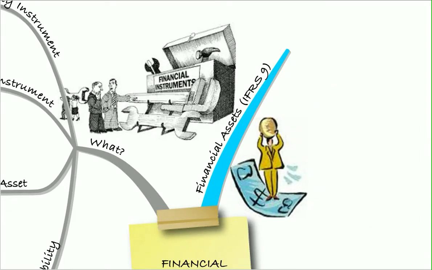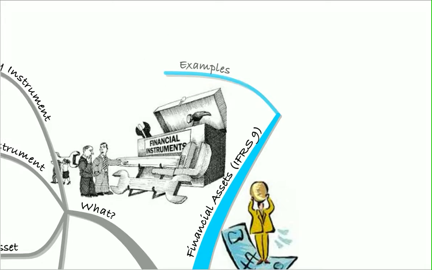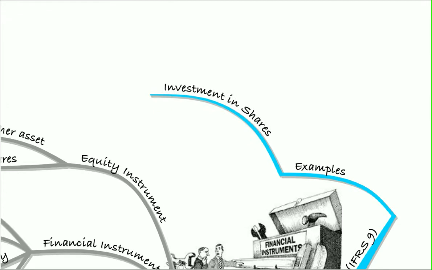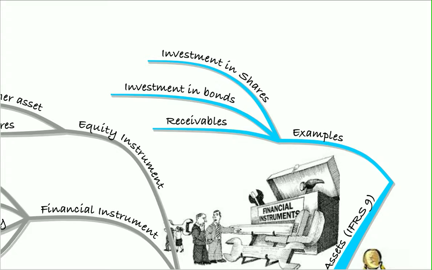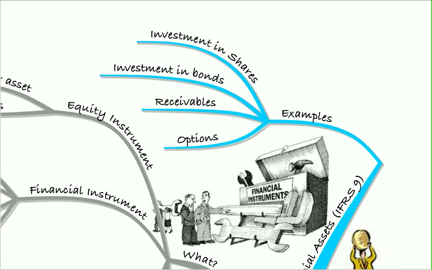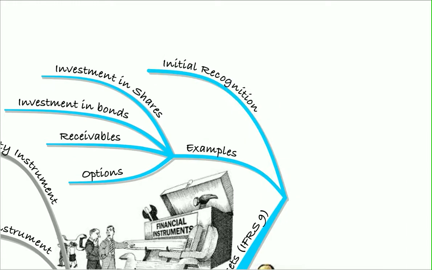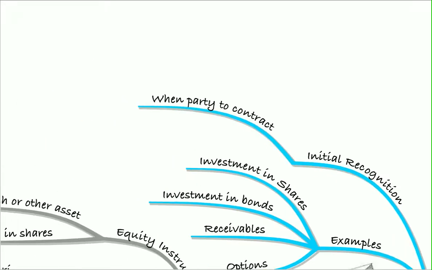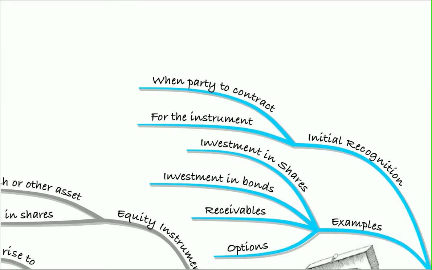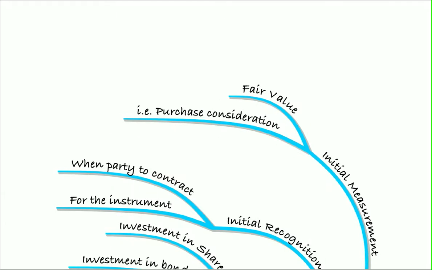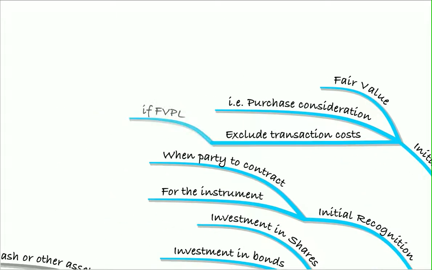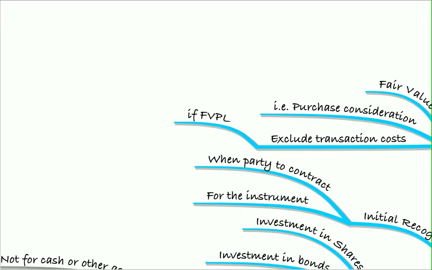Financial assets then, we classify these under IFRS 9. So examples of financial assets will be an investment in shares, investment in bonds, receivables, or indeed options. Those would all be examples of financial assets that a company could hold. When do we initially recognize them? Well, when we're party to the contract, i.e. when we buy them. Initial measurement will be at fair value, i.e. the amount that we actually purchased it for, and we'll exclude transaction costs if it's at fair value through profit and loss, which we'll look at later.